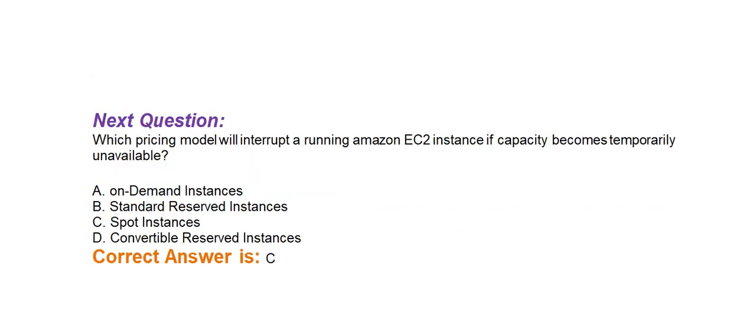Next question is, which pricing model will interrupt a running Amazon EC2 instance if capacity becomes temporarily unavailable? Option A, On-Demand Instances. Option B, Standard Reserved Instances. Option C, Spot Instances. Option D, Convertible Reserved Instances. Correct answer is option C, Spot Instances.